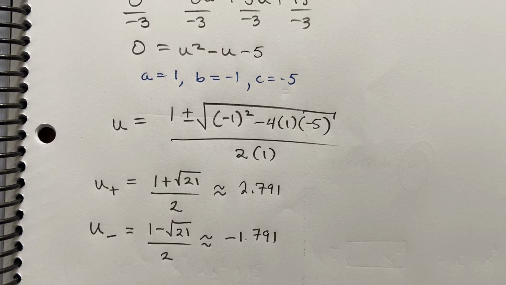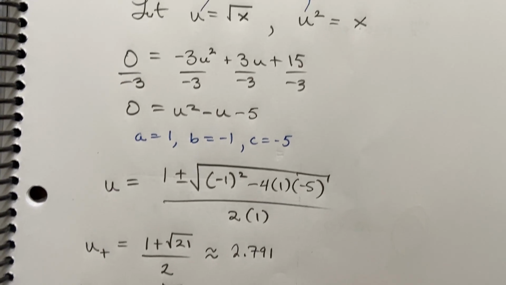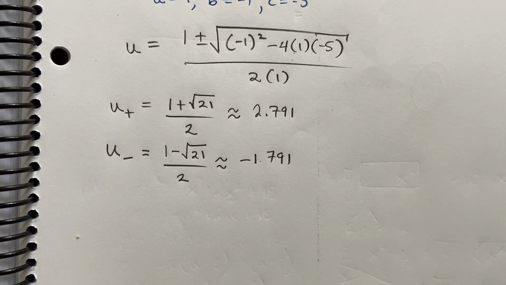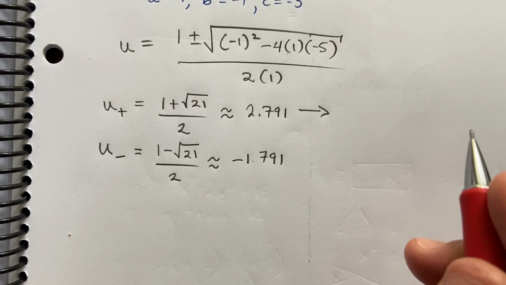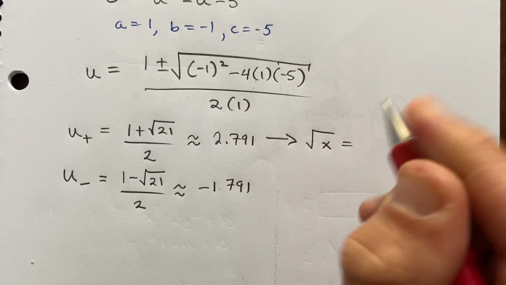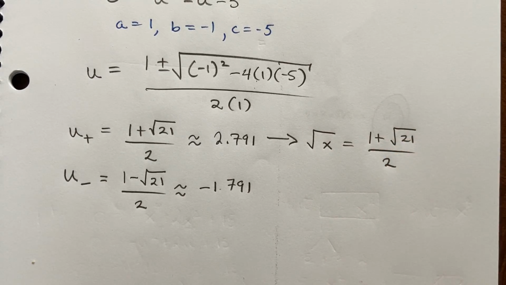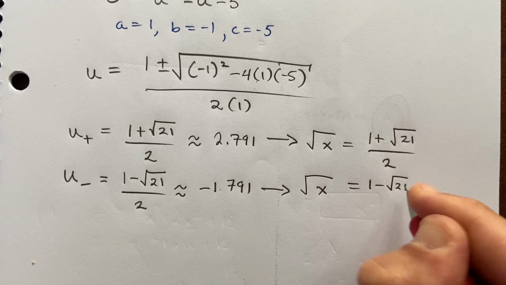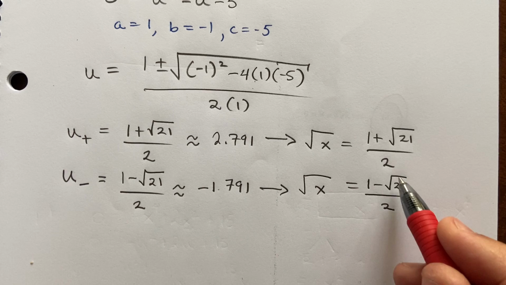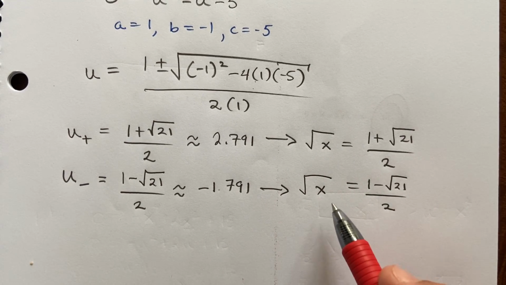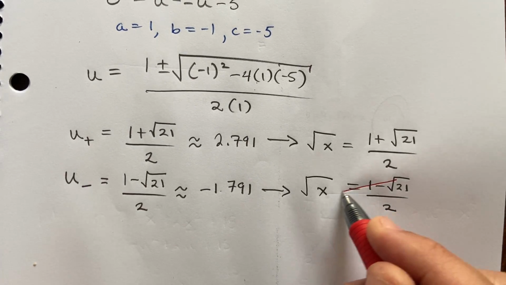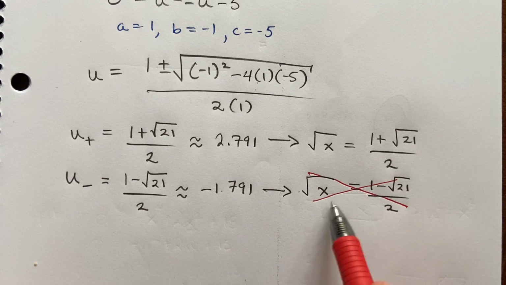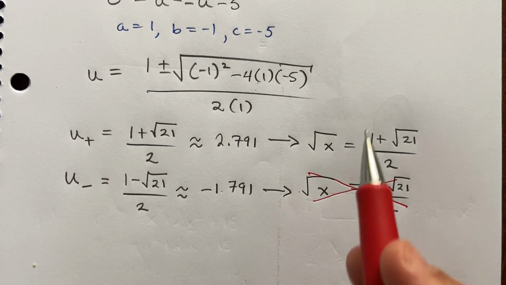All right, so now going back to x's. I'm going back here using this substitution now in reverse to get x's back involved. So instead of u, I'll actually have the square root of x equals 1 plus root 21 over 2. And then here I'll have root x equals 1 minus root 21 over 2. However, this is this negative number about. And I can't have a square root equaling a negative number. So I know nothing good is going to come from this. Right, because out of this square root is coming a negative number, and that's not going to produce anything real for us. So I'll just work with this one going forward.